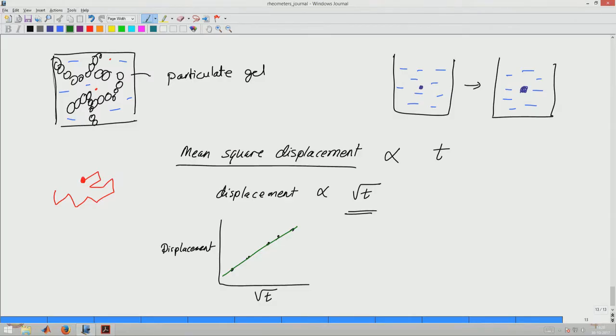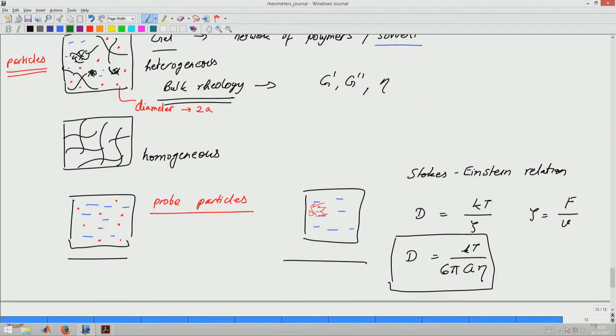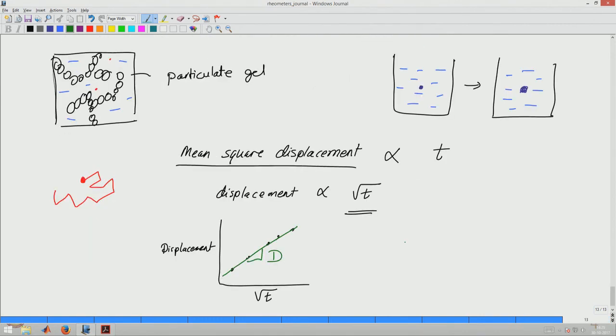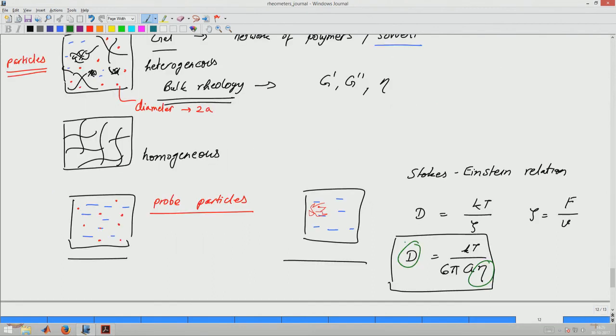So, now what you can see is, using microrheology, if I do displacement versus square root of time, then the slope of this line will be directly proportional to the diffusion coefficient, and the diffusion coefficient, as we saw, is directly related to the viscosity. So, if I can do video microscopy, measure the displacement of particles using image analysis, and then using that image analysis data of displacement, I plot it against square root of time, from the slope I can find the diffusion coefficient, and I know the size of the particles that I have taken, and the temperature at which the measurement is being done.